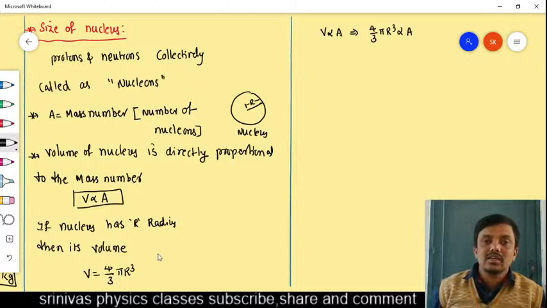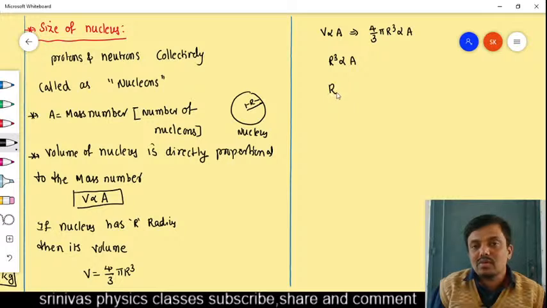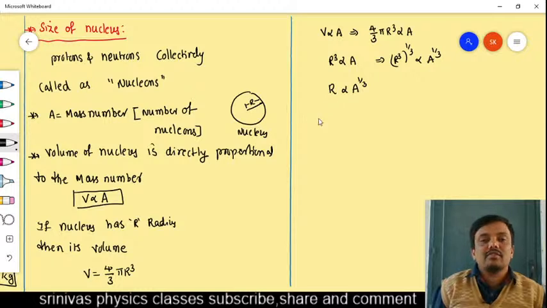Sphere radius is R. A sphere volume is 4 by 3 pi R cube. But 4 by 3 pi is a constant, so we write R cube proportional to A. We take the whole power 1 by 3 on both sides: R cube power 1 by 3 is proportional to A power 1 by 3. Then from this we get R proportional to A power 1 by 3. This is the most important formula.